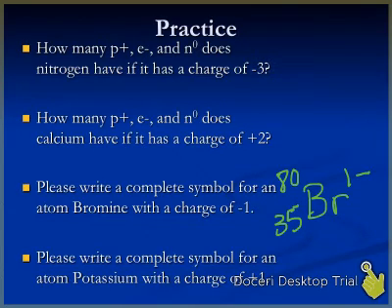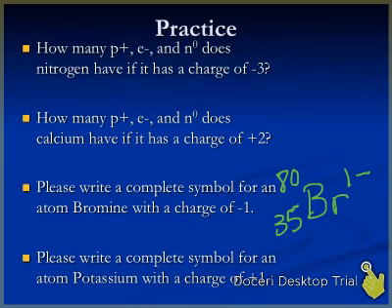So let's take it one step further. How many protons? How many electrons? 36. How many neutrons? 45. 35 protons because the atomic number is 35. 36 electrons because we have one more electron than protons. And 45 neutrons because we did 80 minus 35.